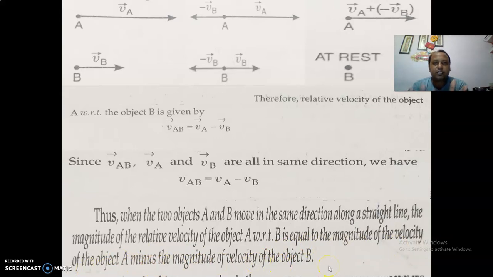That is, two vehicles moving in the same direction. You are sitting in one vehicle and the other vehicle passes you. Whatever its actual velocity, it appears to be lesser. So that is relative velocity.